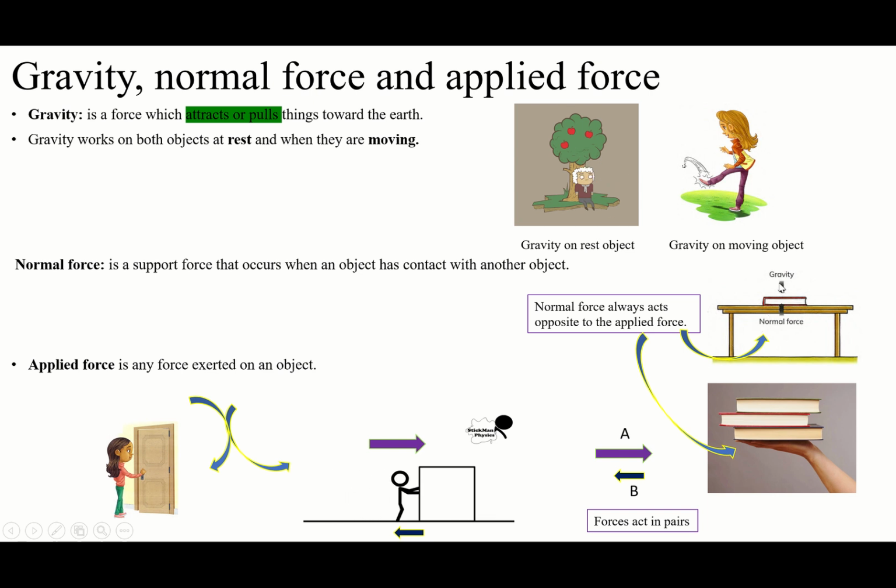In here too, the gravity is equal to the normal force. That's why the book is not moving, not up, not down. So normal force pushes it up, gravity pulls down, but the book is not moving either up or down.